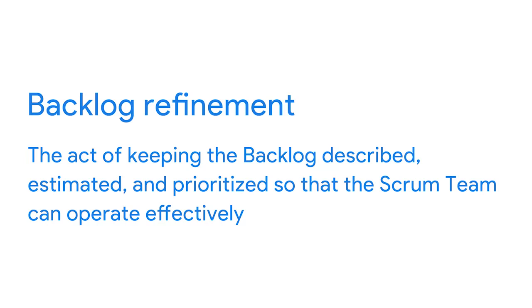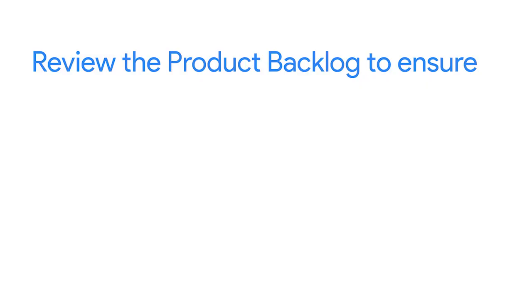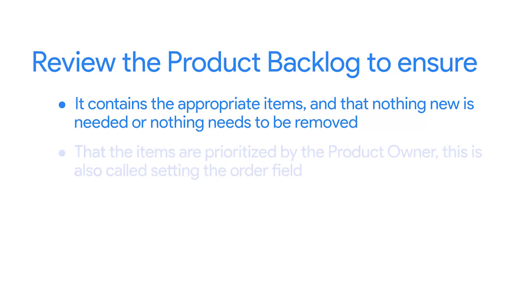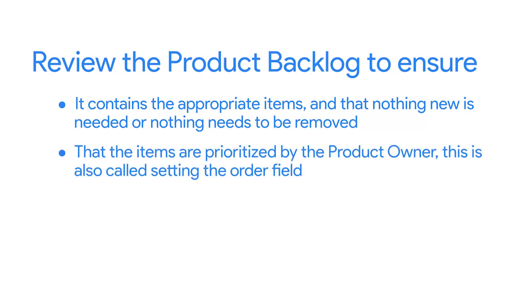Backlog refinement refers to the act of keeping the backlog described, estimated, and prioritized so that the Scrum team can operate effectively. After the product owner has added the backlog items with a description and a value statement, they do backlog refinement. Backlog refinement is when the product owner and some or all of the Scrum team review the backlog to ensure it contains the appropriate items and that nothing new is needed or nothing needs to be removed, that the items are prioritized by the product owner. This is also called setting the order field.